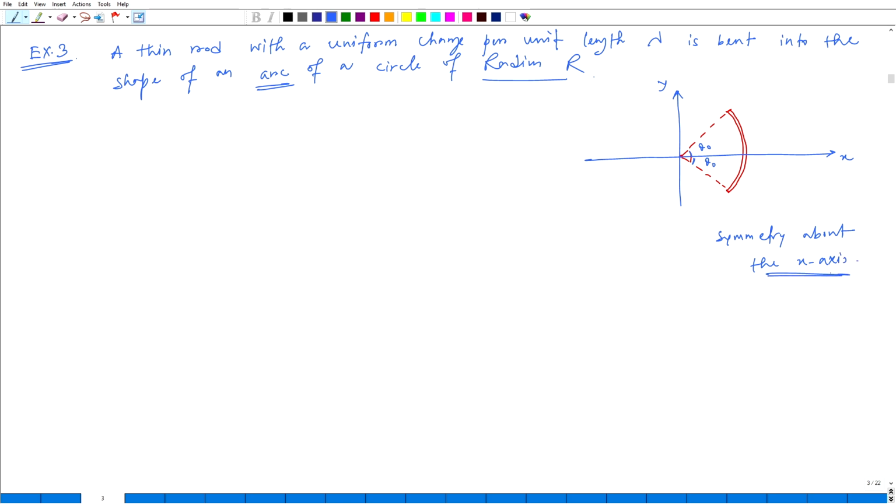Whenever you are solving some problems, you first consider what kind of symmetries are there, because they simplify the problems. Now we calculate the electric field at this point. Let us denote this point P, or origin O.